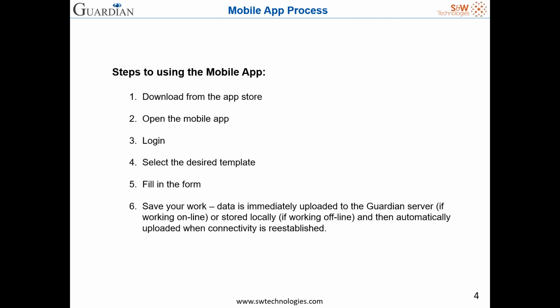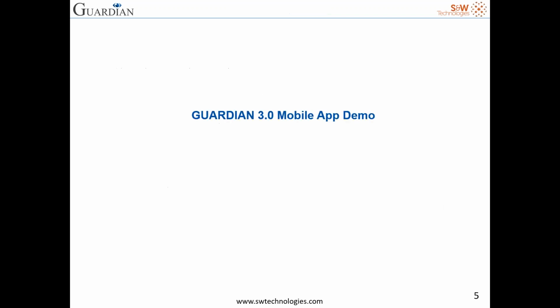Using the mobile app is easy. Download from the App Store, open the mobile app, log in, select a desired template, fill in the form, and save your work. Data is immediately uploaded to the Guardian server if working online, or stored locally if working offline, and then automatically uploaded when connectivity is reestablished.